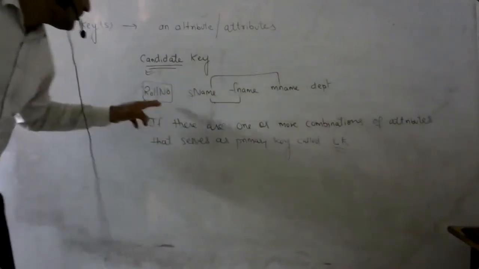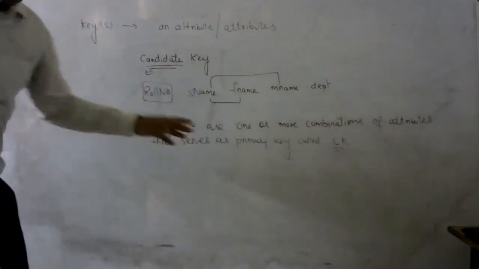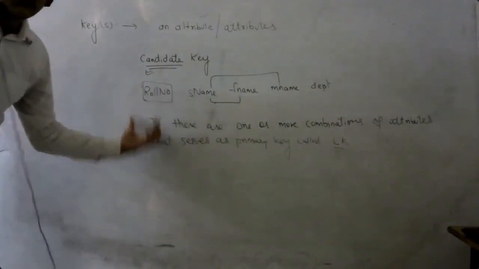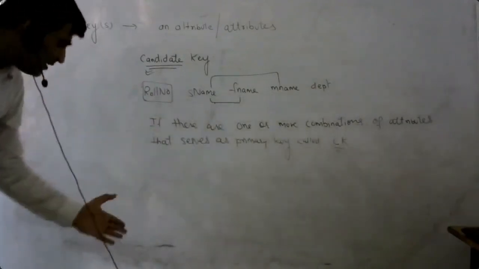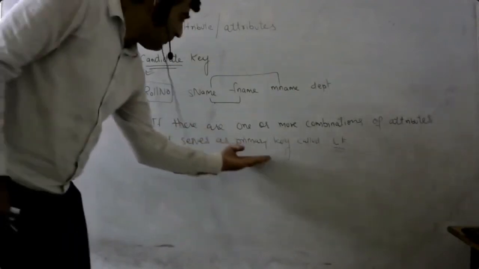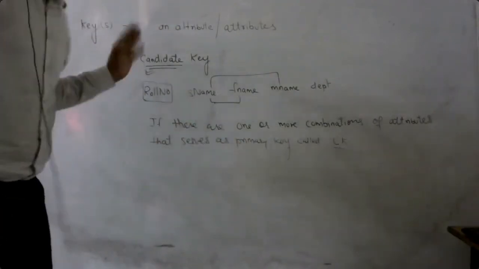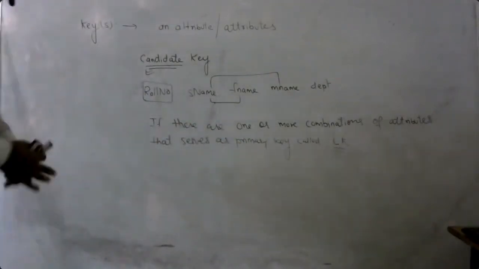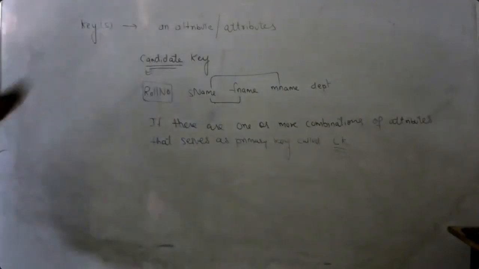Primary key is also a candidate key. Why? Because primary key is alone able to identify the tuples. So we can say that primary key is also a candidate key. I think it is clear to all of you.